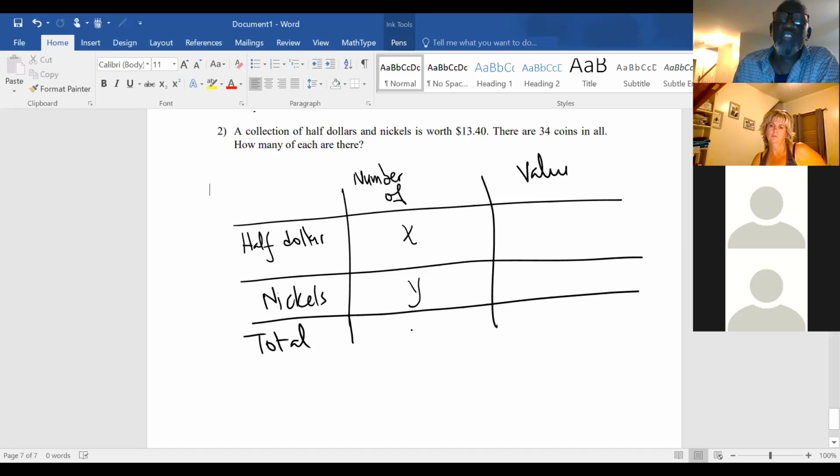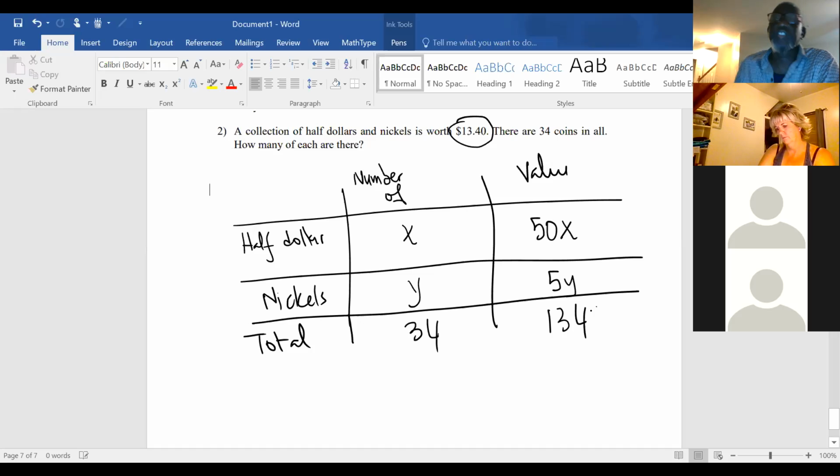So how many total coins do you have? 34. 34, right? That's correct. So what is the value of X half dollars? 50 cents, right? Each is 50 cents, so it's going to be 50X. And 1 nickel is 5 cents. It's going to be 5 what? Y. 5Y. And what is the total cents right here? 1,340.